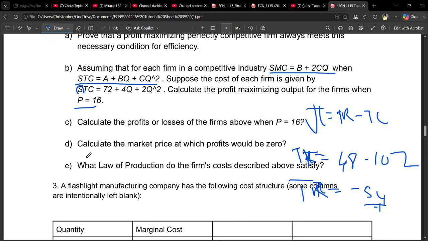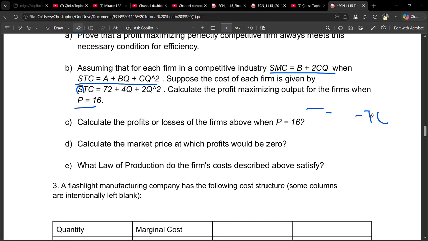Okay, it's negative there. Then D is saying calculate the market price at which profits would be zero. So we're trying to calculate the market price at which the profits are going to be zero. This means basically trying to calculate the market price at the break even. Okay, that's what the question is saying. So how do you do that? This is in the long run.